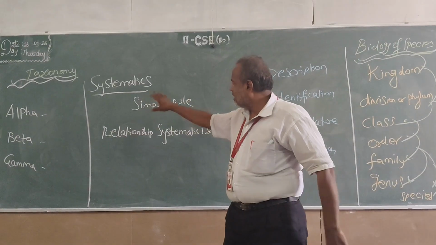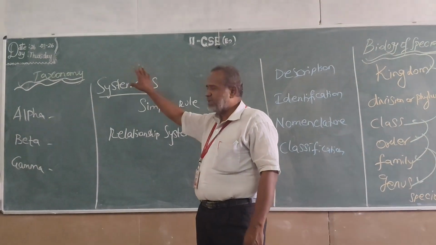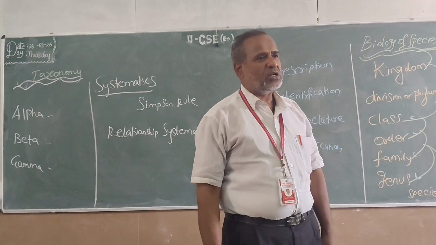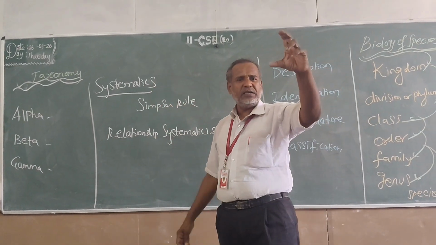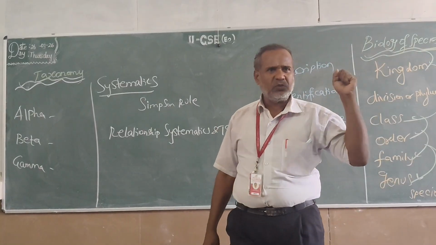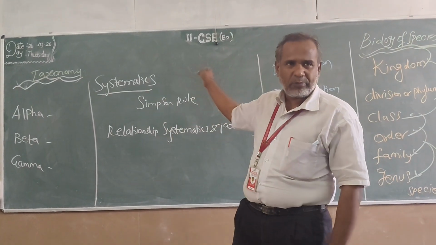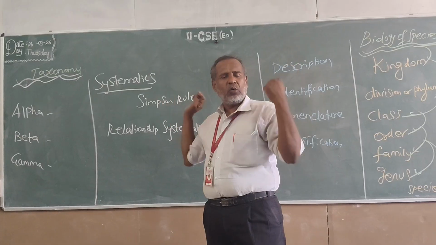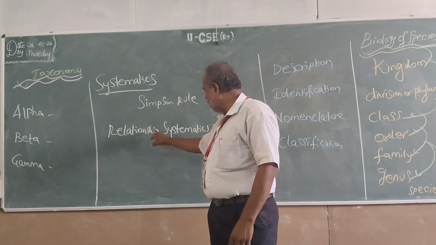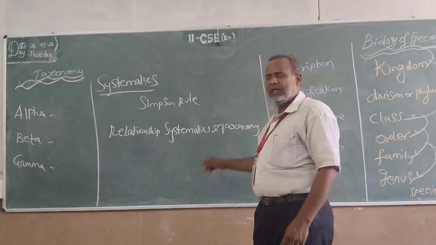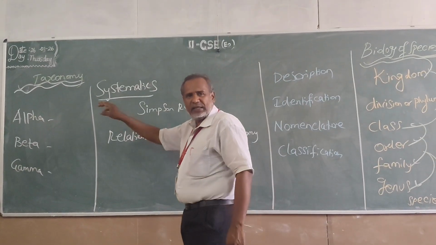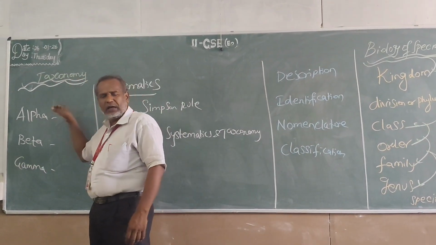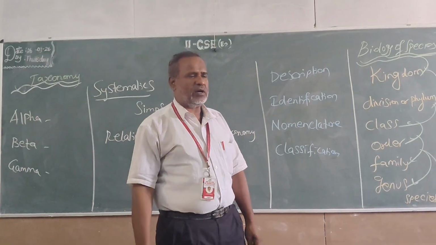This systematic representation of the taxonomy by a Simpson rule gives the way of representing the behavior of an object, either in terms of the architecture diagram of a project or maybe a flow diagram, etc. Followed by the relationship between systematic and taxonomy. We know the taxonomy is classified into alpha, beta, gamma. Systematic in the sense what happens?